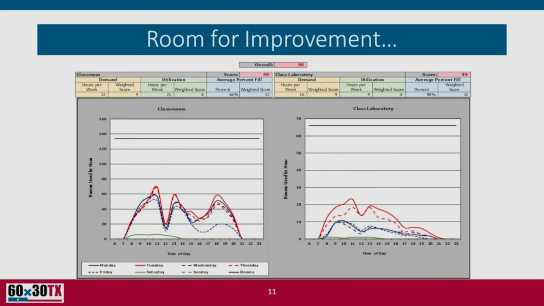This is an example of an institution that has a lot of room for improvement. Here again, you've got this line up here that indicates how many classrooms that institution has. So the usage is very low. They're not utilizing their classrooms, so therefore their SUS is relatively low.